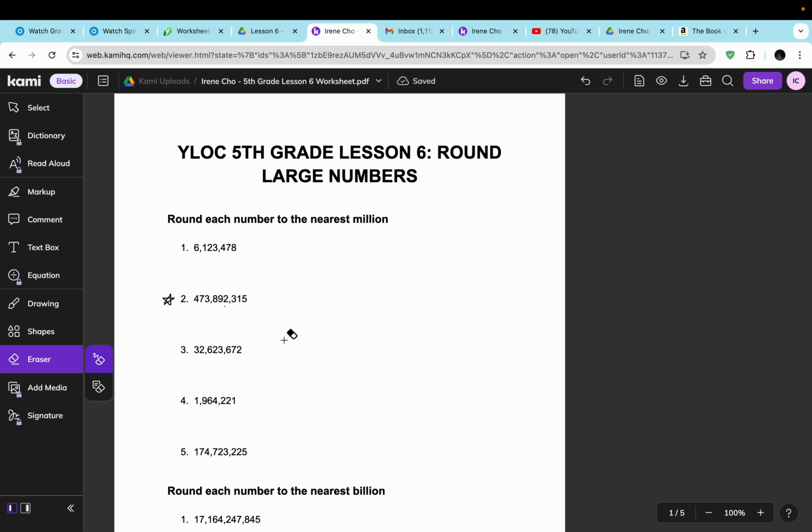So for the first question, it asks to round each number to the nearest million. We first look at the number and go ones, tens, hundreds, thousand, 10,000, 100,000, and million. So the 3 is the nearest million, and then we look at the number afterward. If it's 5 and above we go up, and since it's 8 and it's bigger than 5, we round up, so the number would be 474 million.